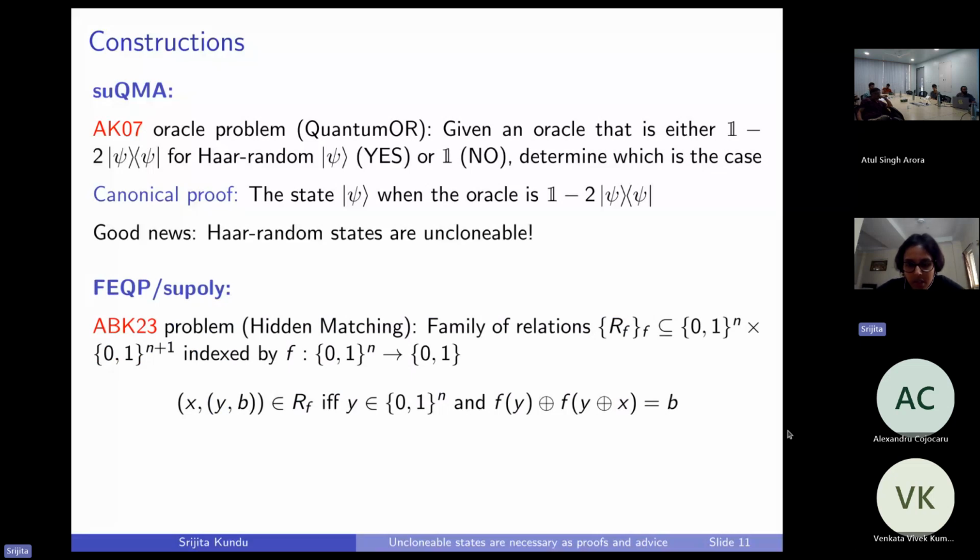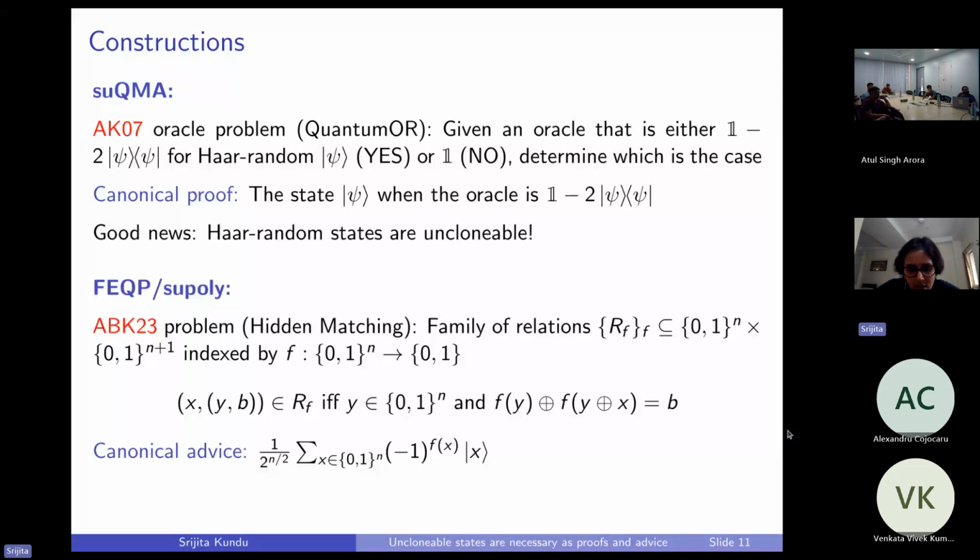So how the relation works is that the relation R of f, indexed by a function f, consists of pairs x, (y, b). The tuple y, b is the answer. So x, y, b is in the relation if f(y) XOR f(y plus x) is equal to b. So given an input x, you have to output y, b such that f(y) XOR f(y plus x) is equal to b. And when I say y plus x here, I mean the bitwise XOR of the strings x and y.